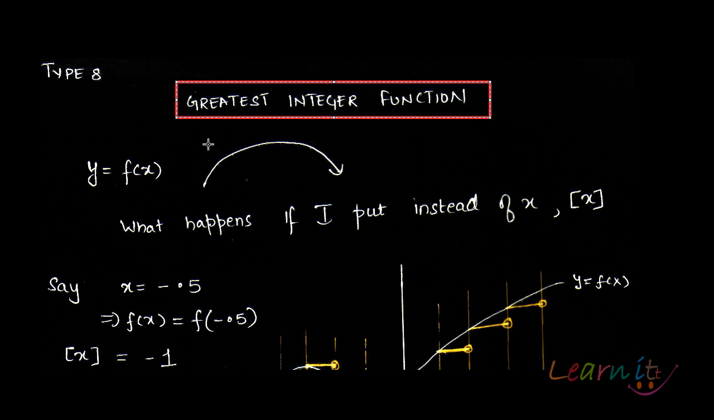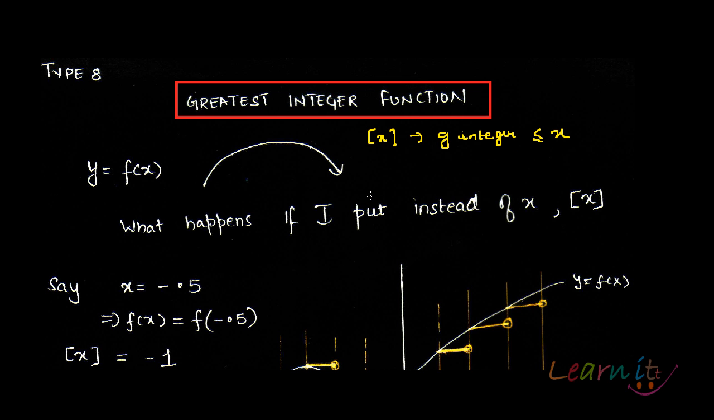Now, a very important concept in maths that we must know is the meaning of the greatest integer function. Now, what is a greatest integer function? By definition, a greatest integer function is the greatest integer less than or equal to x, given by this box x.